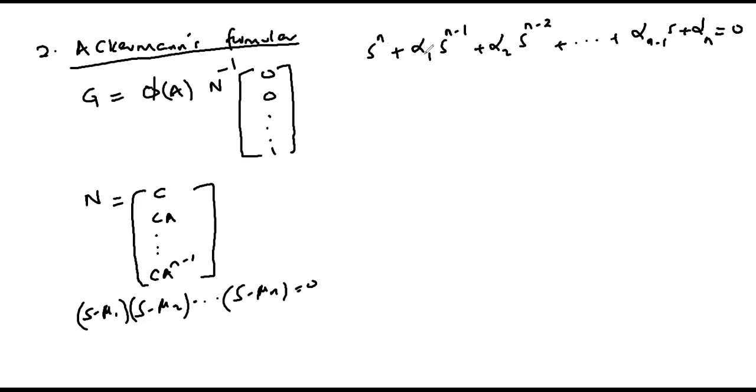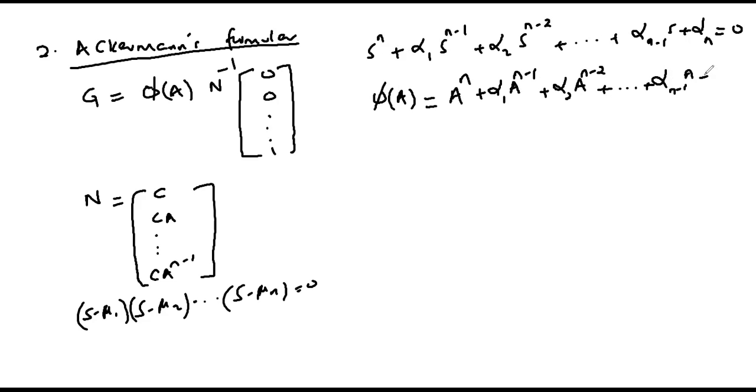This is the desired characteristic equation, which is a polynomial in S with the coefficients alpha i. Our phi of A will be obtained by substituting S equals A into the desired characteristic equation, such that this will be A to the power n plus alpha 1 A to the power n minus 1 plus alpha 2 A to the power n minus 2, all the way up to alpha n minus 1 A plus alpha n I, and that is our phi of A.